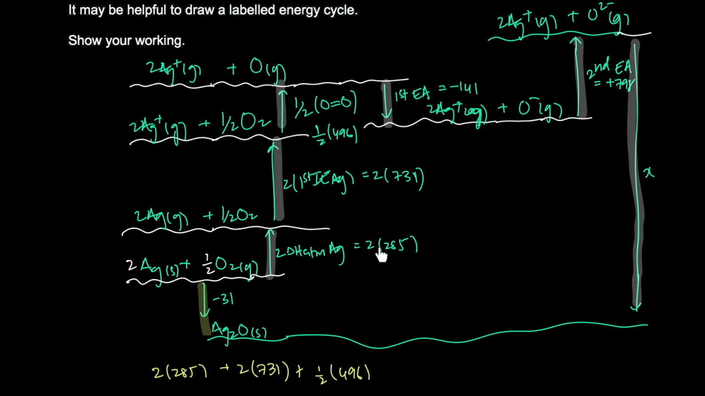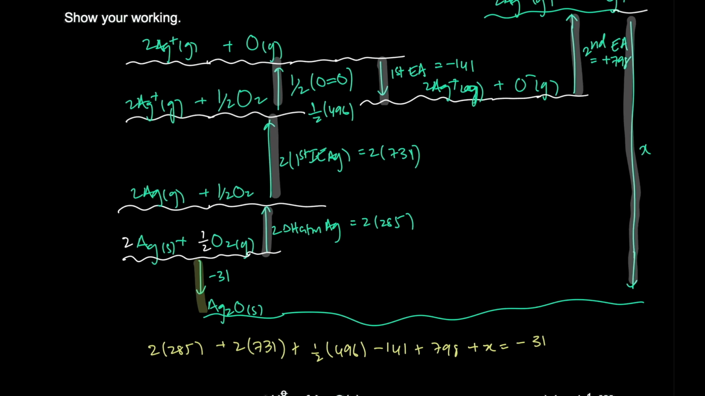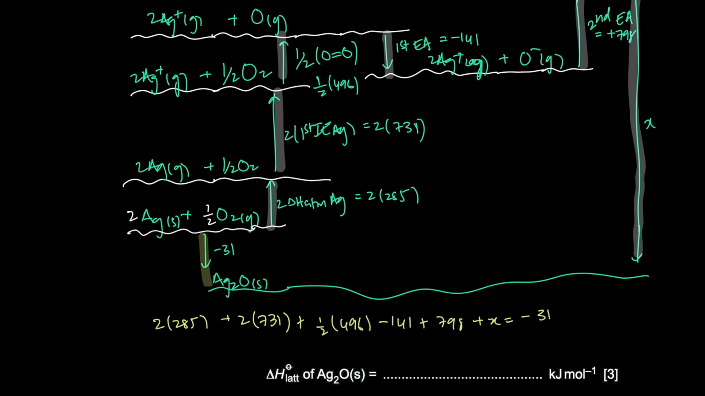So here we have 2 times 285 plus 2 times 731 plus 1 half times 496 minus 141 plus 798 plus X, and this is equal to the enthalpy change of formation. And this gives us the lattice enthalpy, which is X, as negative 2968 kilojoules per mole.